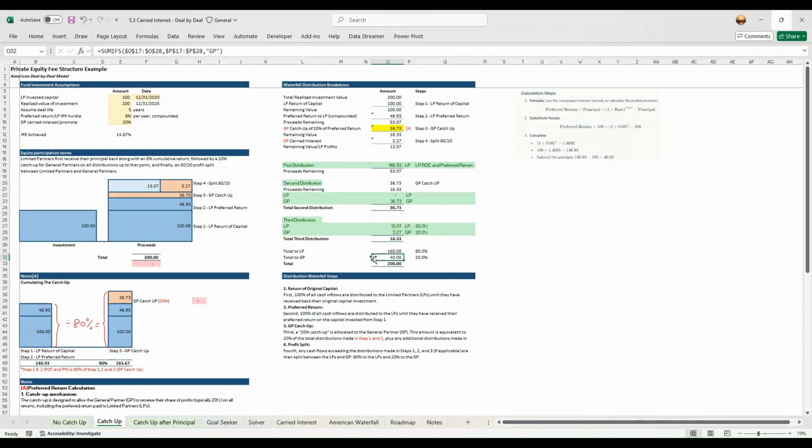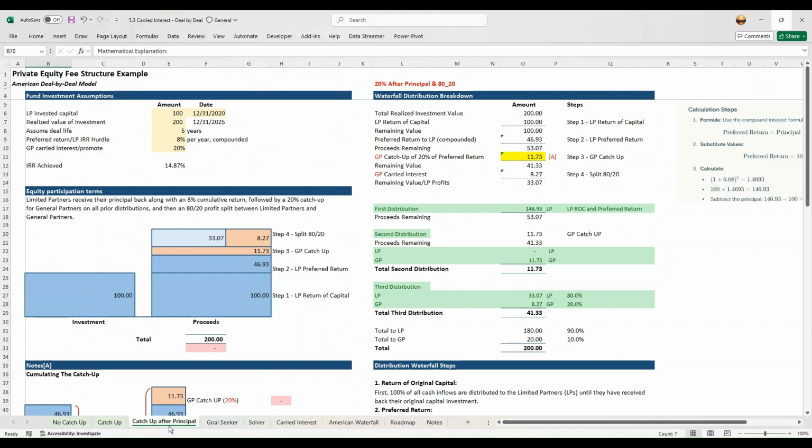Alright, I have to correct myself a little bit. By the end of last video, I said the GP received 20% of total profit, so it's actually not profit, it's proceeds. GP received 20% of total proceeds, that is 40 out of 200 total. And our next model will show the case that GP received 20% of the profit.